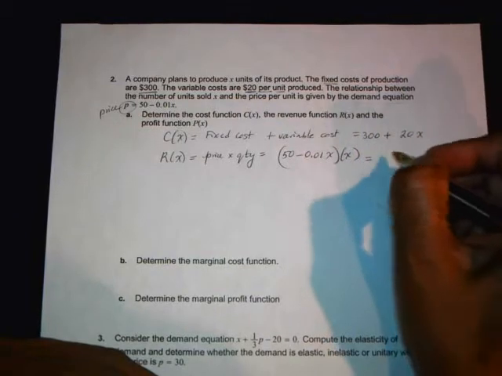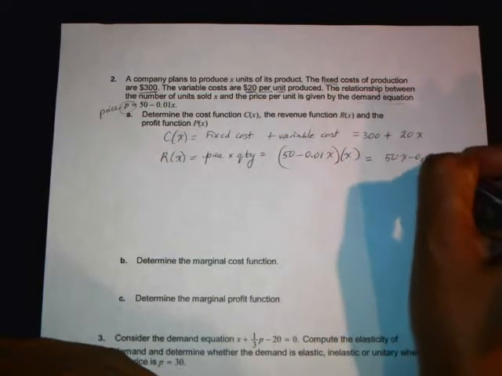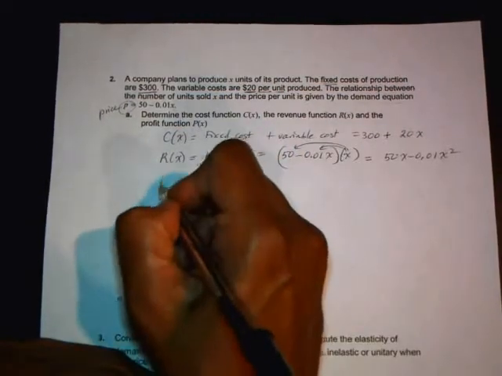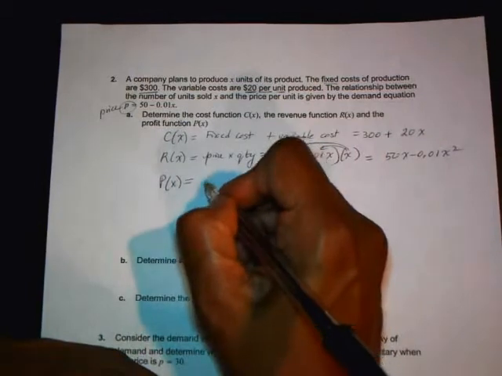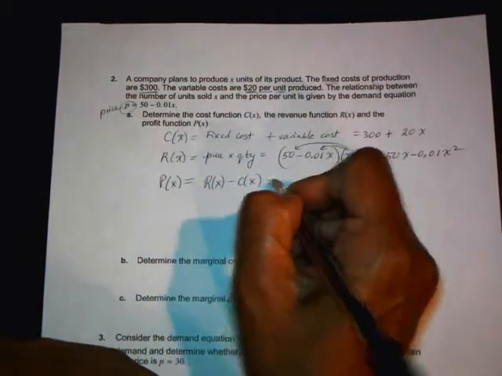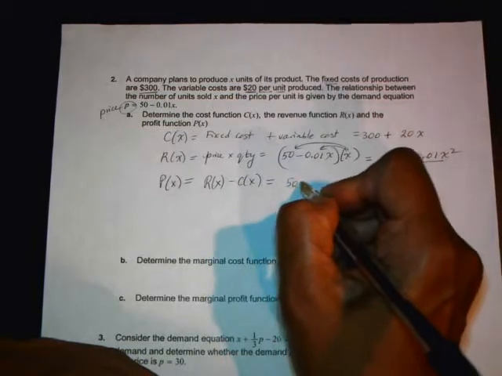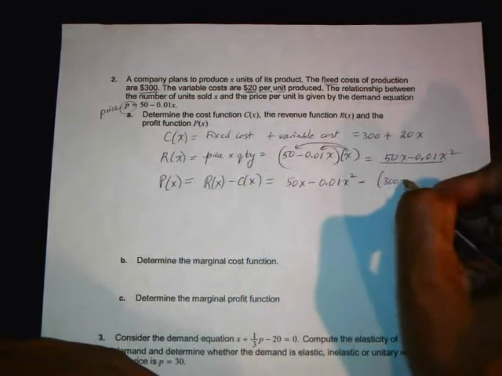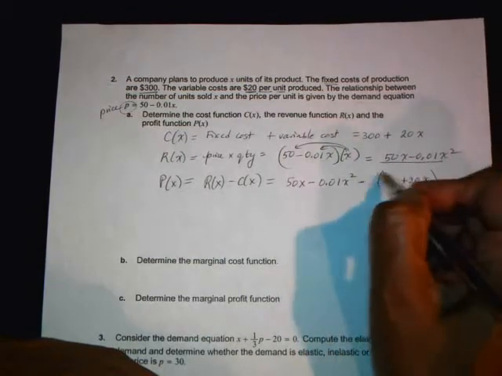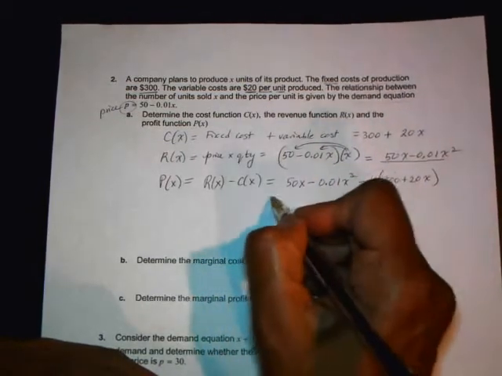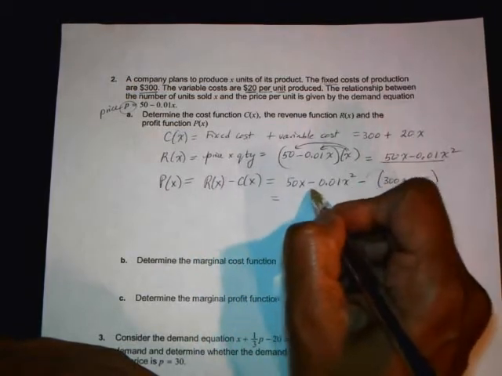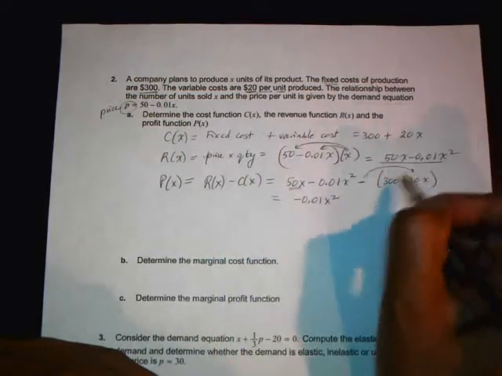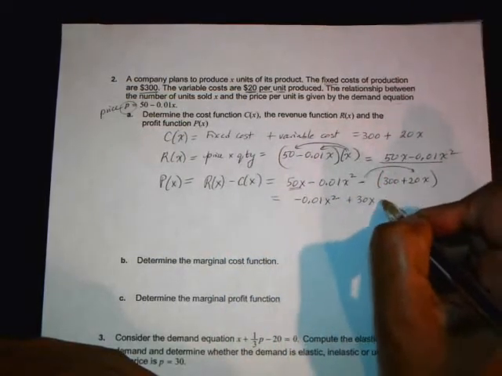And we can multiply this out. It's 50x minus 0.01x squared. I just distributed the x through. Once you know revenue and cost, uppercase P, profit, is revenue minus the cost. So it's this 50x minus 0.01x squared minus, and make sure you either use parentheses or immediately distribute the negative sign, because there are two terms. So when you distribute the negative, you get negative 0.01x squared. 50x minus 20x is 30x minus the 300.